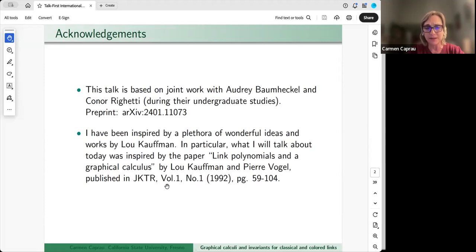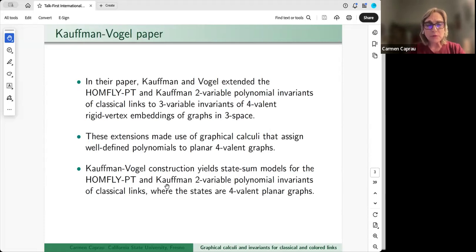They were senior undergraduate students when we did the research. Then we took some time to finish the writing. Audrey Baumheckel and Connor Righetti. The paper is available on arXiv, but the title is different than the title for the talk. The title for the paper, in case you want to look for it, is On an Invariant for Colored, Classical, and Singular Links.